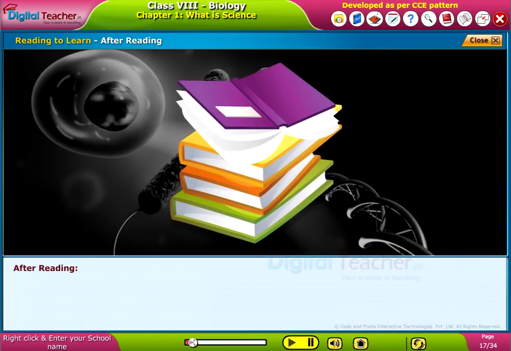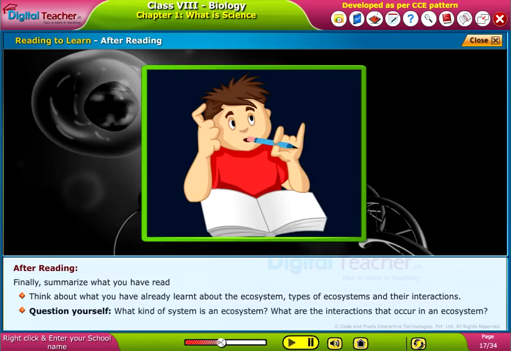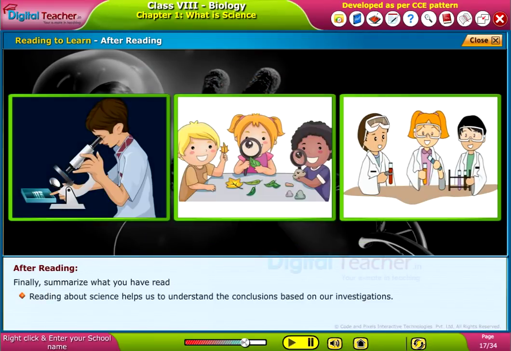After reading, finally, summarize what you have read. Think about what you have already learned about the ecosystem, types of ecosystems, and their interactions. Question yourself: What kind of system is an ecosystem? What are the interactions that occur in an ecosystem? Reading about science helps us to understand the conclusions based on our investigations.